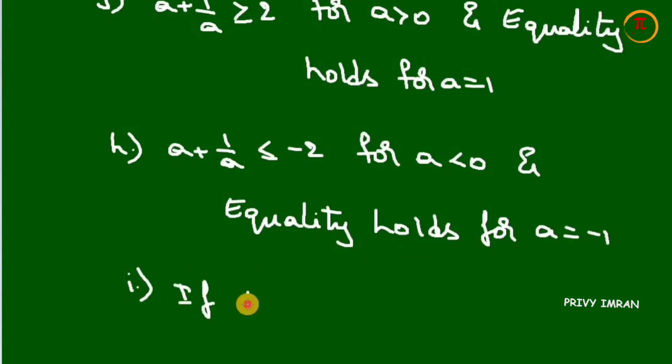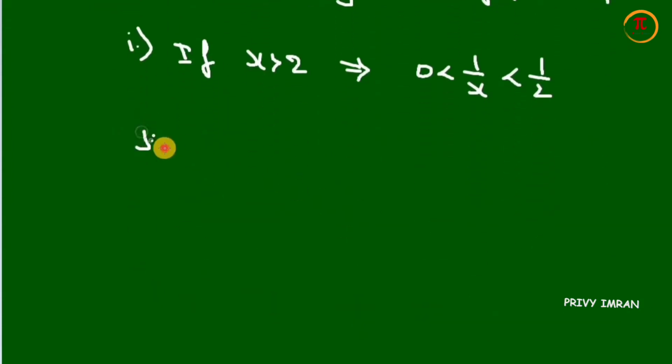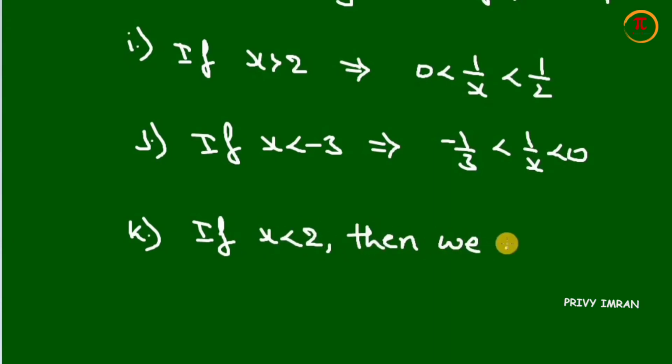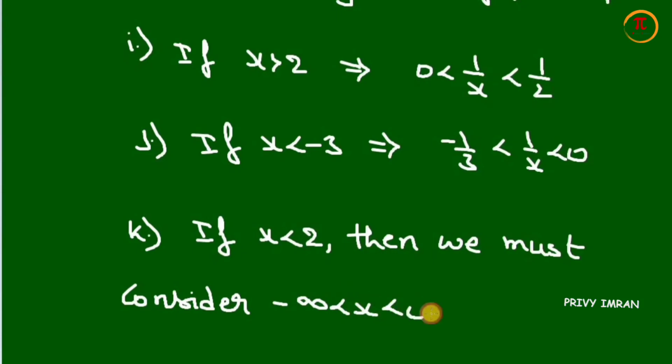Point I. If x greater than 2, then 0 less than 1 divided by x less than 1 divided by 2. Point J. If x less than minus 3, then minus 1 divided by 3 less than 1 divided by x less than 0. Point K. If x less than 2, then we must consider minus infinity less than x less than 0, or 0 less than x less than 2.